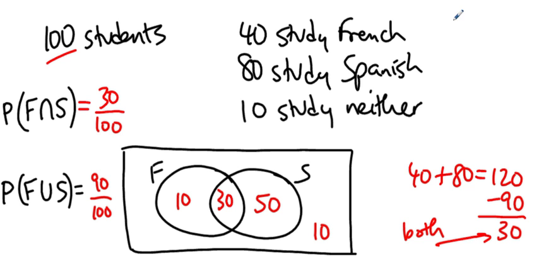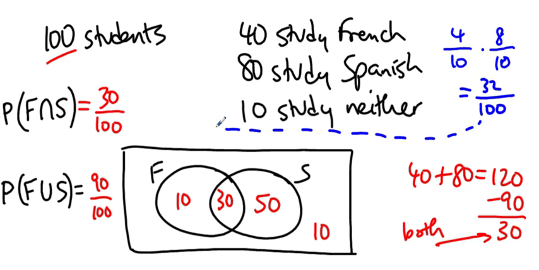the probability of studying French is 40 out of 100. Well, we all know that that's 4 in 10. And the probability of studying Spanish is 80 out of 100, or 8 in 10. That product is 32 out of 100, which is not that. And so we can say that studying French and studying Spanish are not independent events. Because if the events were independent, then this product would equal that intersection's probability.